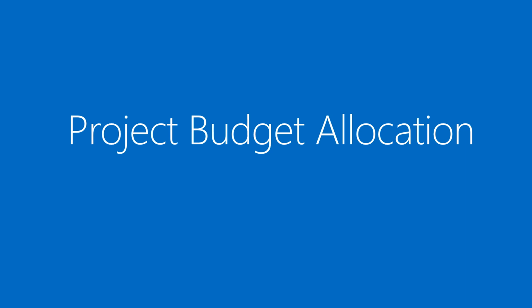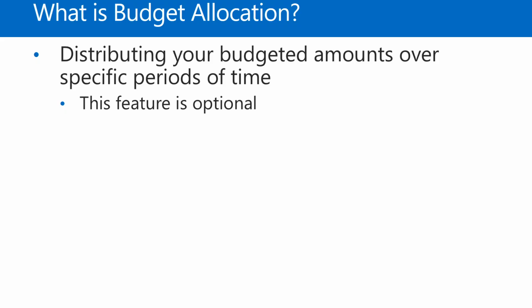What we originally looked at when we were submitting a budget was basically submitting a budget as a lump sum. Now we'll look at how you can allocate your costs or revenue across periods using the budget allocation feature. So the first question is, what is budget allocation?